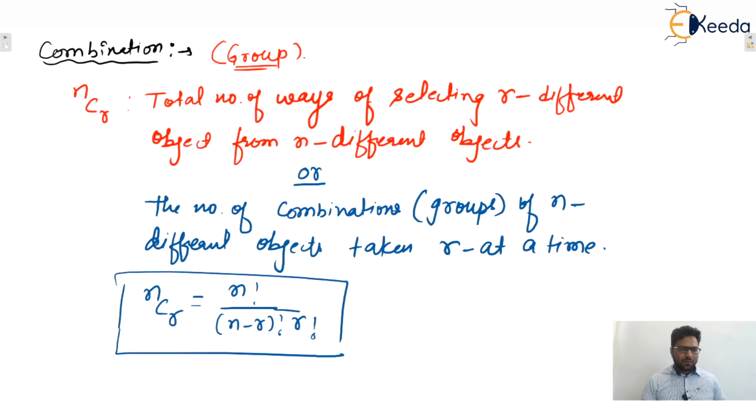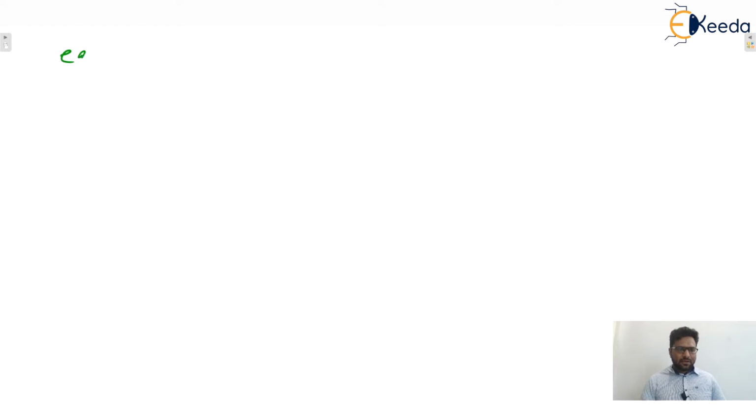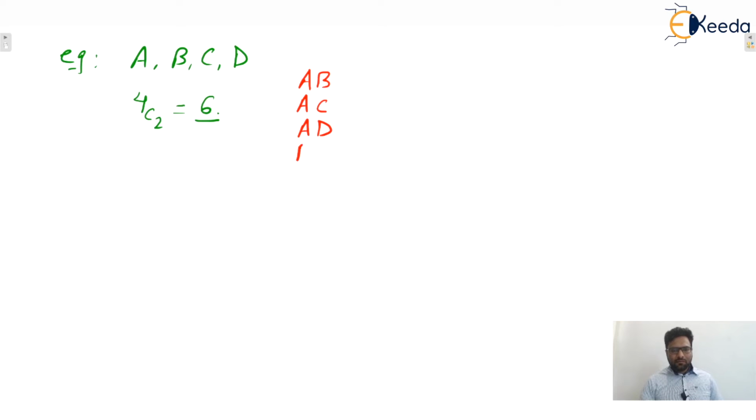Let us take one example on this. Let us consider four different objects: A, B, C, D. All are different. Yes or no? Now my question is, how many ways are possible to select two objects out of these four? So the formula will be 4C2, and you can solve. 4C2 is 6 only. If we select any two objects out of these, one combination will be AB, then AC, then AD, then BC, then BD and CD. So you can see six combinations are there.